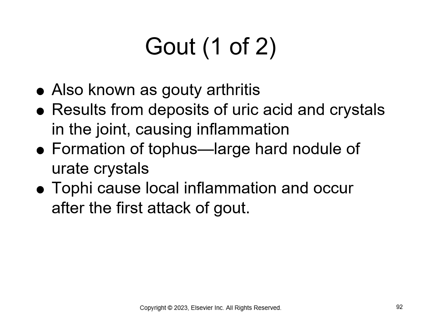Gout often affects a single joint, such as the big toe. When the acute inflammation develops from the uric acid deposits, the articular cartilage is damaged. Inflammation causes redness and swelling of the joint and severe pain, and attacks can occur intermittently. A tophus is a large, hard nodule consisting of urate crystals that have been precipitated in soft tissue or bone, causing a local inflammatory response. The tophi usually occur a few years after the first attack of gout.